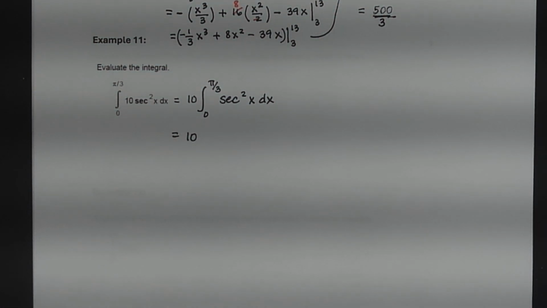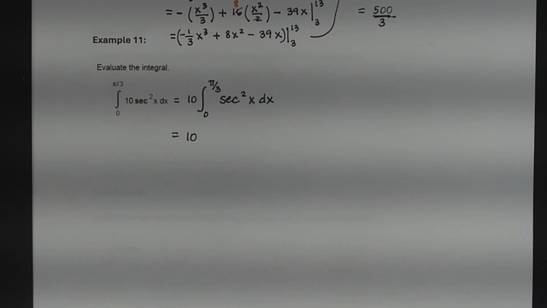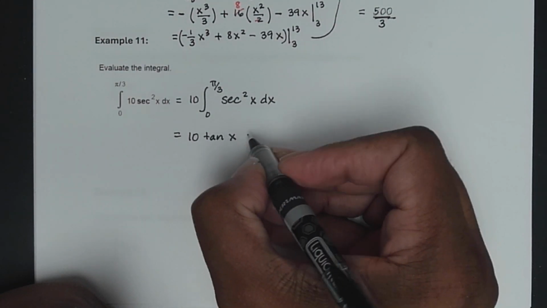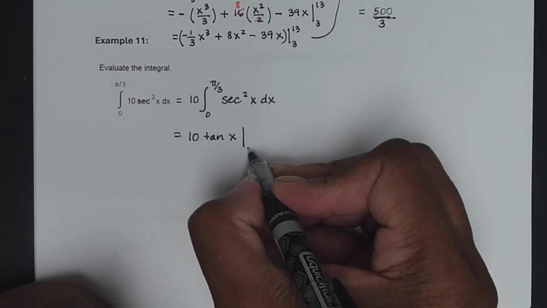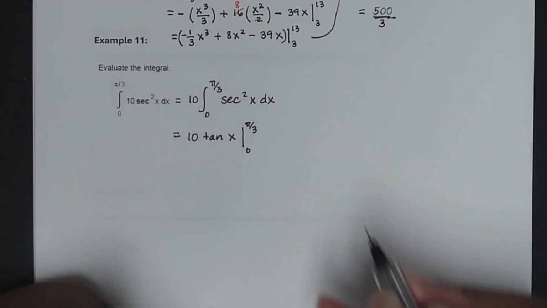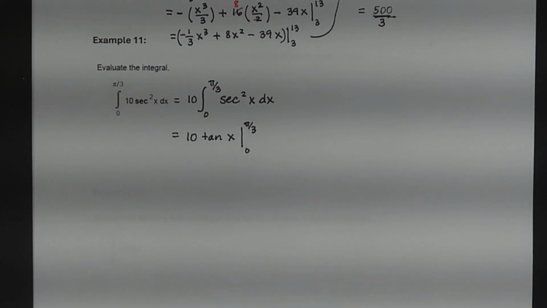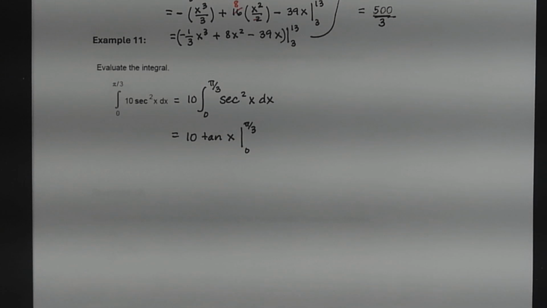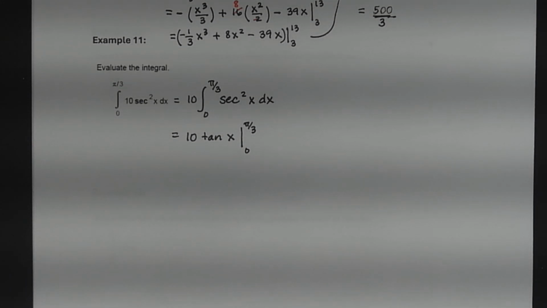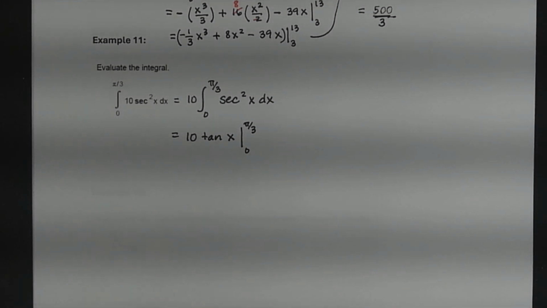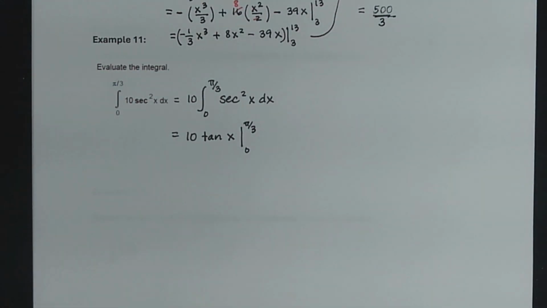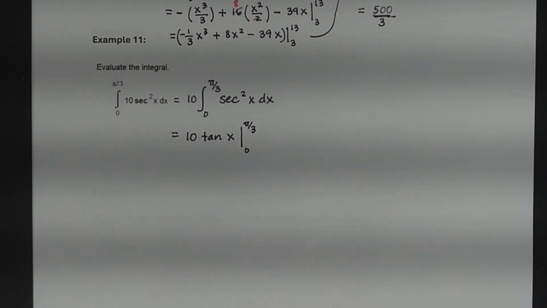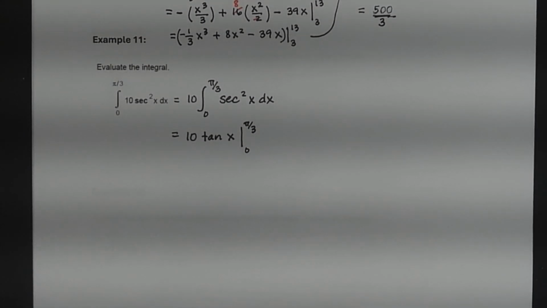So let me bring down the 10. Now, the integral of secant squared of x, if you recall, is tangent of x. And this is going to be from 0 to pi thirds. Might need to refer back to a video for section 4.9, when we talked about antiderivatives. And one of them was for those 6 trigonometric functions. So be familiar with those integrals for your 6 trigonometric functions. The integral for the secant squared of x will be the tangent of x. And we're going from 0 to pi thirds.